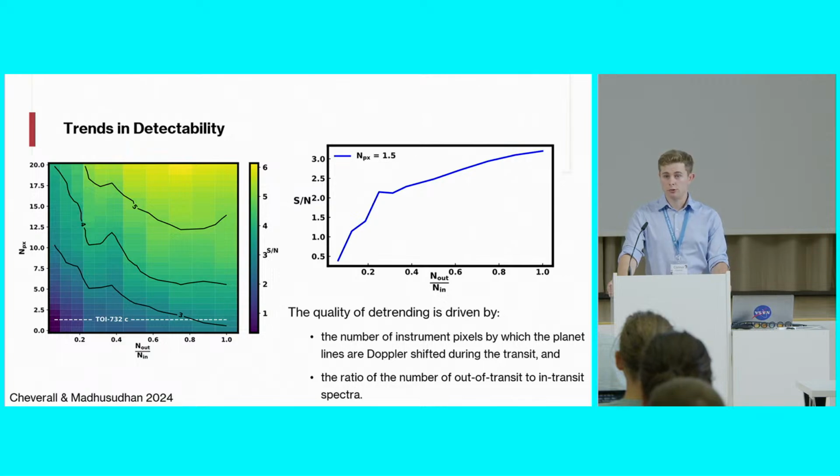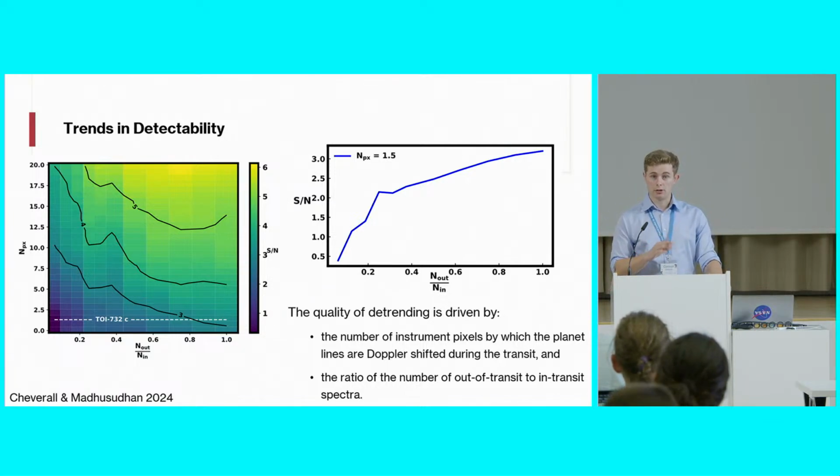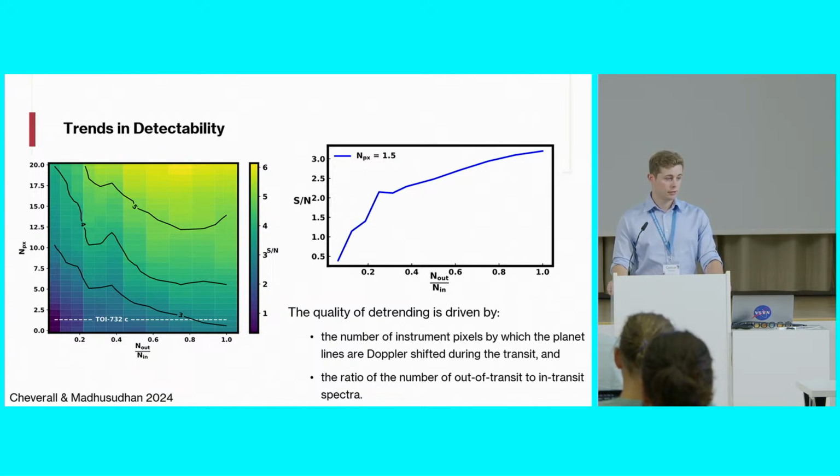In black are shown contours of constant signal to noise, and in white we show the MPX of TOI 732C. And as you can see, even at low values of MPX for these low velocity, long period planets, with sufficient out-of-transit spectra, we can start to probe their atmospheres and get detections.